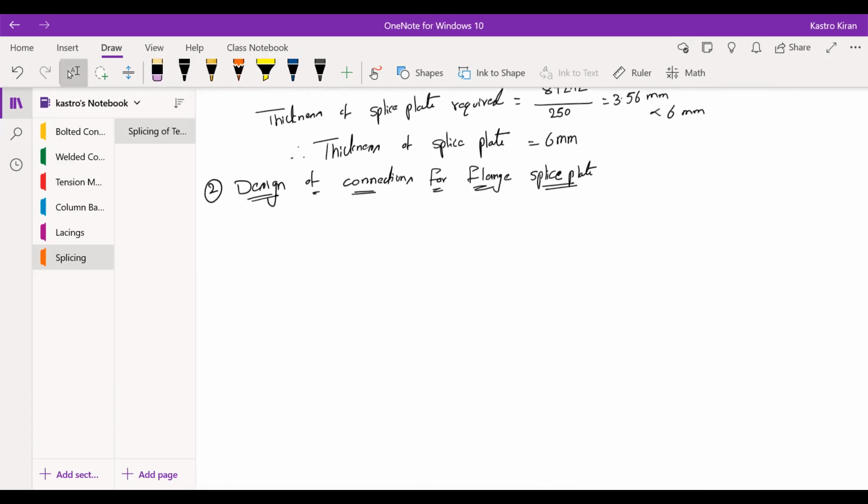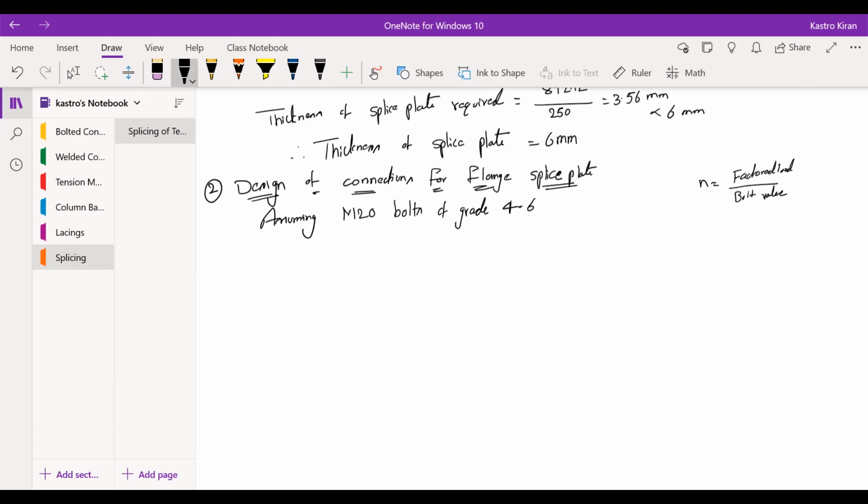So how will you design? So here we are assuming M20 bolts of grade 4.6. It is just an assumption. So design of connection is nothing but to find out the number of bolts, that is n value. So the n value, that is number of bolts, can be found out by the factored load upon bolt value.